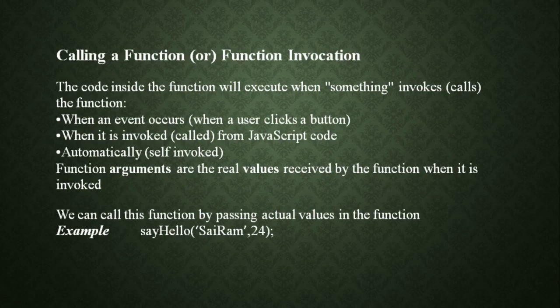Calling a function, or function invocation. The code inside the function will execute when something invokes it, such as when an event occurs. For example, when a user clicks a button, or else when JavaScript calls it, or a self-invoked call. Function arguments are the real values received by the function when it is invoked. What are the actual values? In the above example, we have used Sairam and 24.